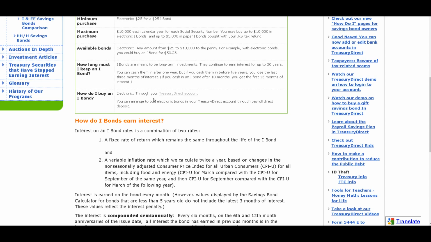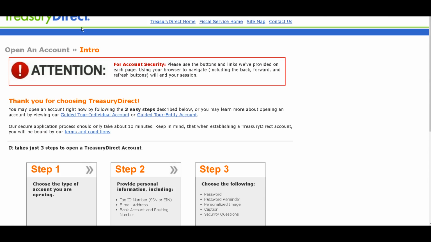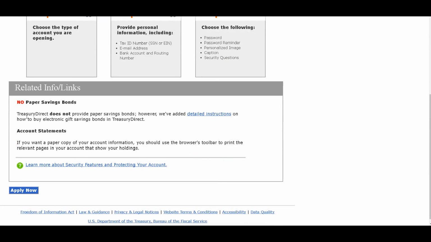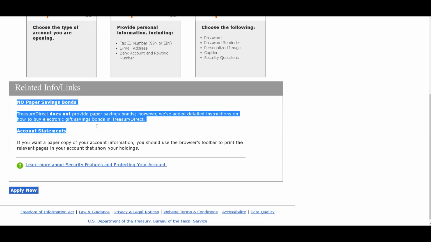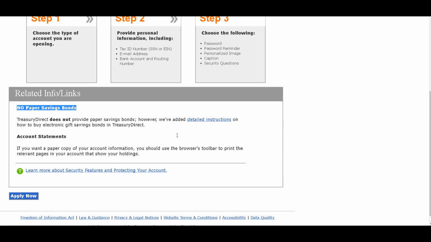And of course, how do you buy a bond? You can go and create your account here on the TreasuryDirect website yourself. All you need is your tax number, your email, your bank account information. You can route money in, decide on the savings bond you want to buy, and then buy it, and you would be issued an electronic savings bond. They don't do any more paper bonds. Everything is electronic these days.